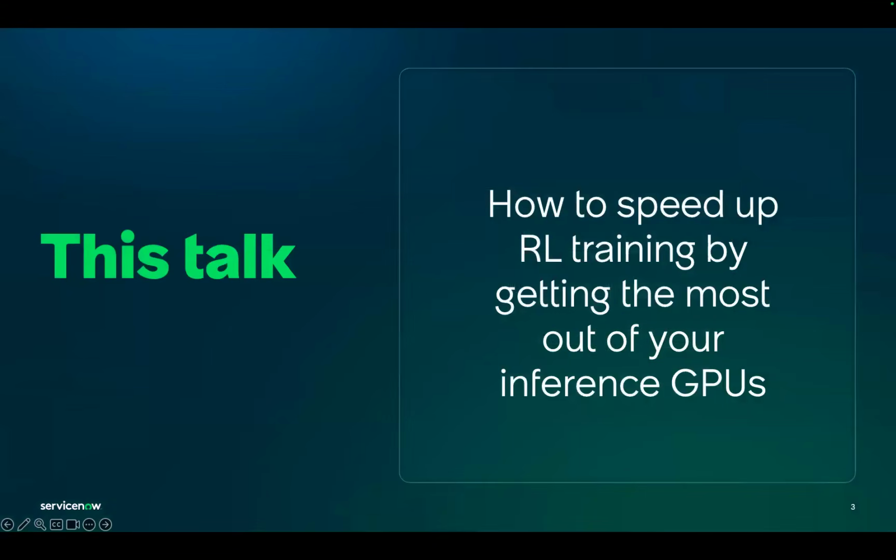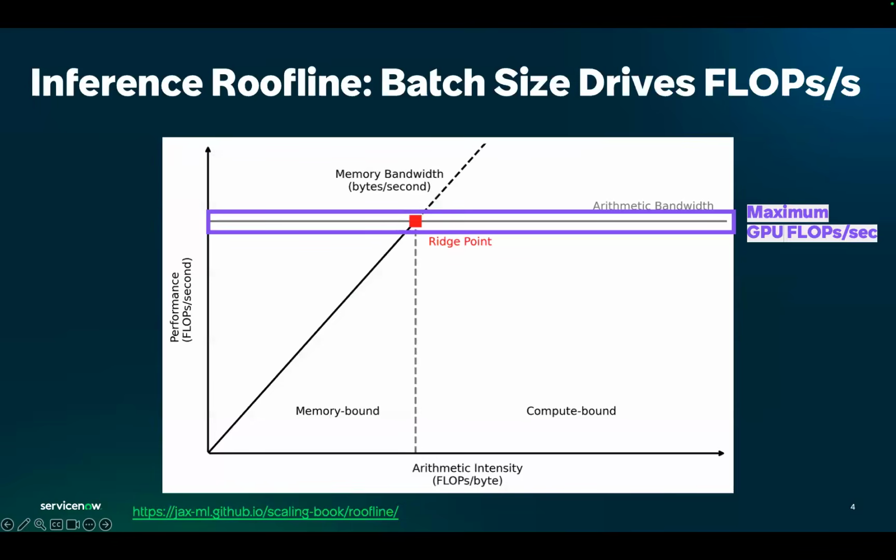Okay, so in this talk, we're going to discuss how to speed up RL training by getting the most out of your inference GPUs. This is what PipelineRL is all about: getting those GPUs working for you and getting RL to learn very quickly. So here we're going to look at the roofline of the inference engine. A roofline is just a visual model of performance to understand if you're memory or compute bound. And it's also the pun in the title.